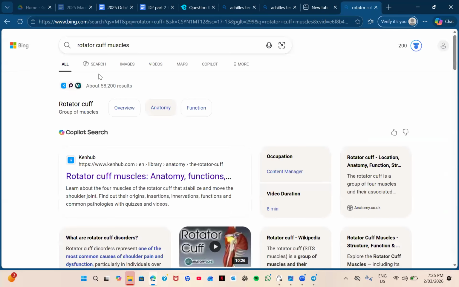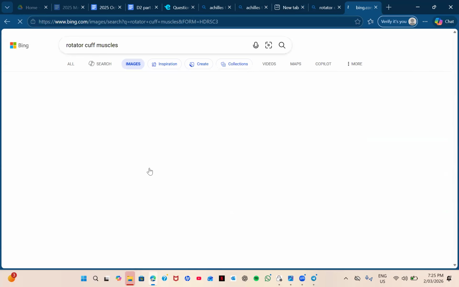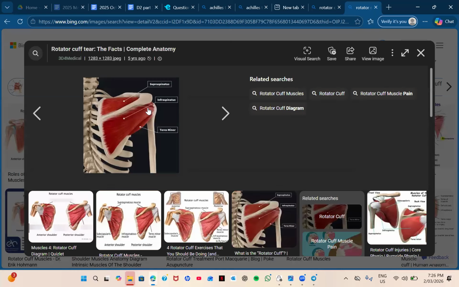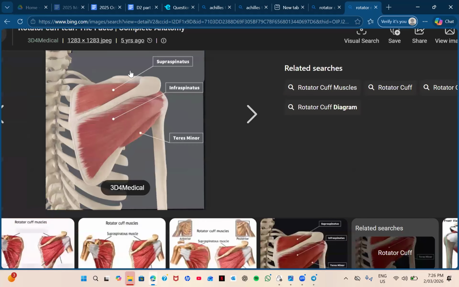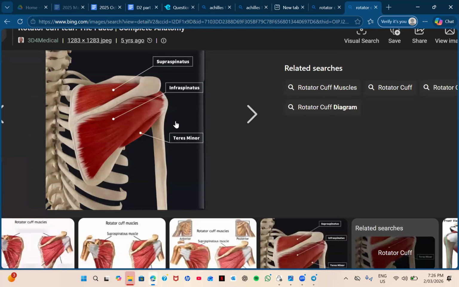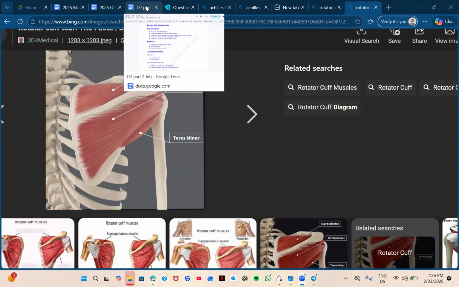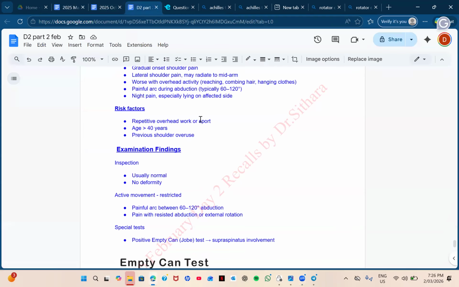So what are the rotator cuff muscles? Tell me, doctors. We have supraspinatus, infraspinatus, and teres minor. So these are the rotator cuff muscles, right? Supraspinatus, infraspinatus, and teres minor. Okay, remember those things.